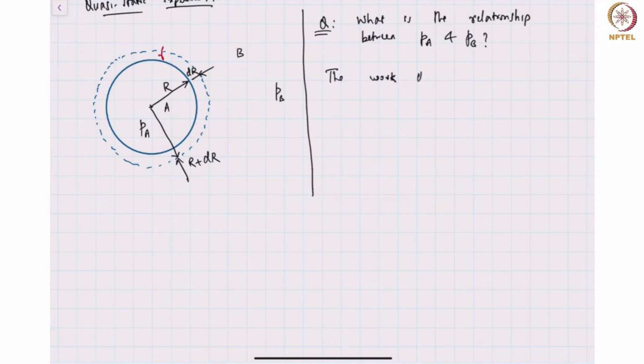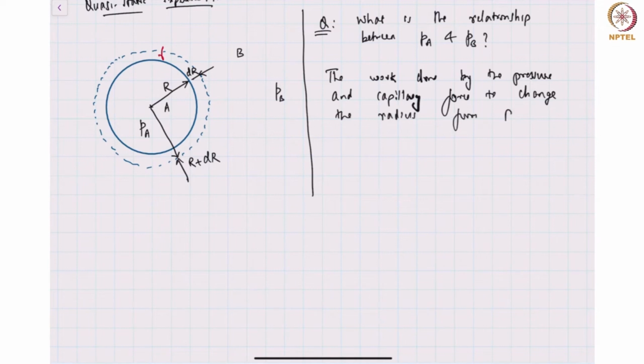The work done by the pressure and capillary force to change the radius from R to R plus dr. Let's write down what is this work done. Okay, this work done, I'll write it as delta W.